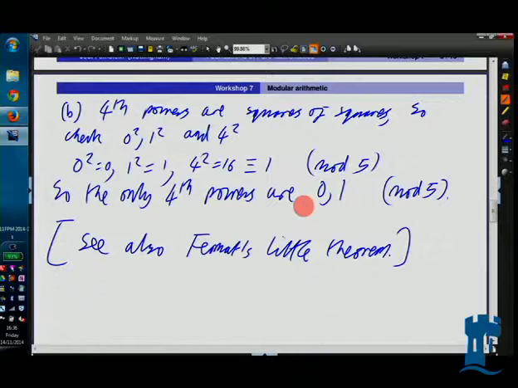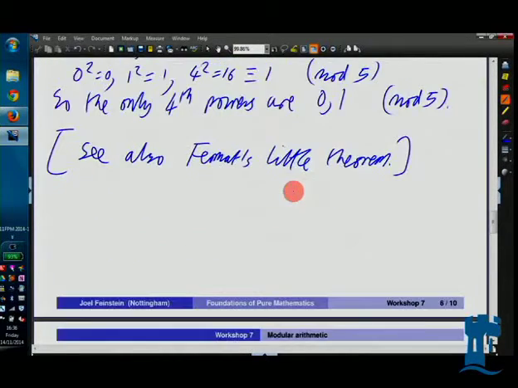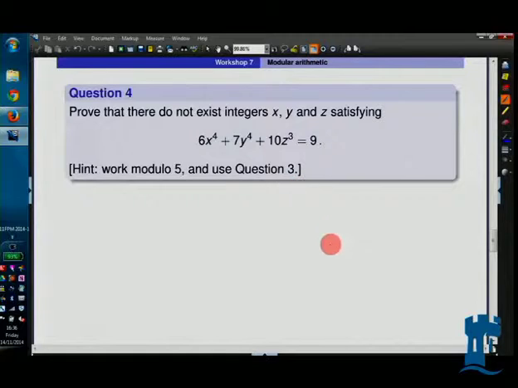But 2,537 is just the same figure as 2, as far as modulo 5 is concerned. And 2 to the 4 is 16, which is 1. So you don't get anything new. Okay, so now you can use question 4, because if you're working modulo 5, there aren't very many possibilities.